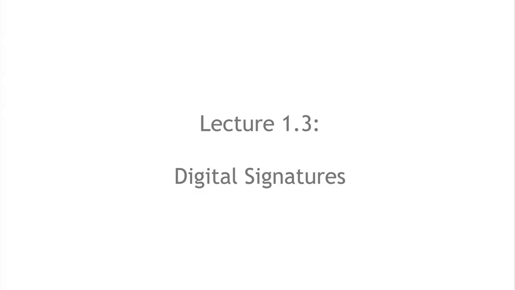In segment 1.3, we're going to talk about digital signatures. This is the second cryptographic primitive along with hash functions that we need as building blocks for the cryptocurrency discussion later on. So a digital signature is supposed to be just like a signature on paper, only in digital form. And what that means is this.